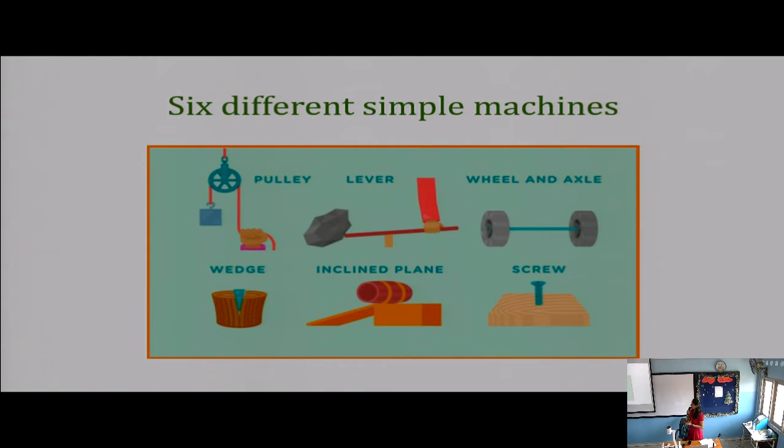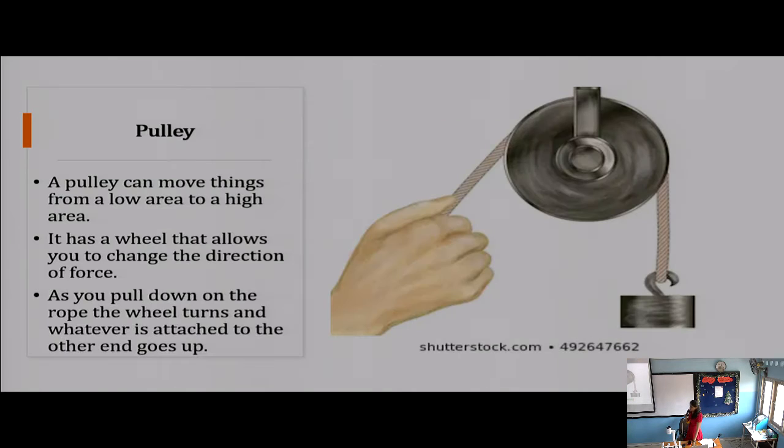Pulley, lever, wheel and axle, wedge, inclined plane, screw. Again, what are the 6 simple machines? Wheel and axle. Next, inclined plane, screw. So what is pulley?